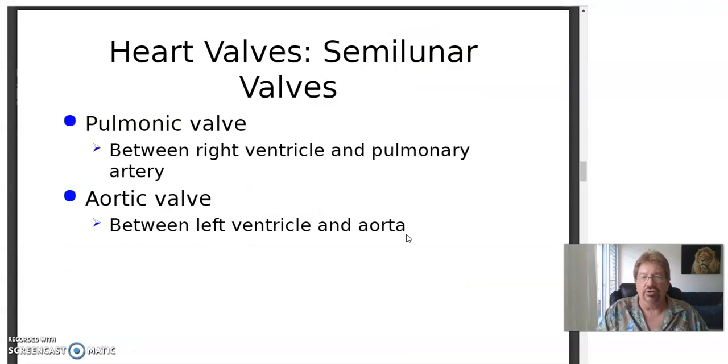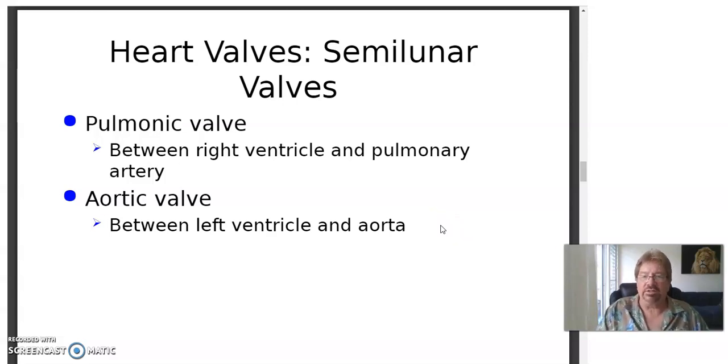Now, there are 2 semilunar valves. The pulmonary valve, pulmonary meaning lungs, is between the right ventricle and the pulmonary artery, and the aortic valve is between the left ventricle and the aorta. Those are the 4 valves. So we have the 2 atrioventricular valves, the tricuspid and mitral. We have the 2 semilunar valves, the pulmonic and the aortic valve. Those 4 valves are what direct blood in the proper flow.